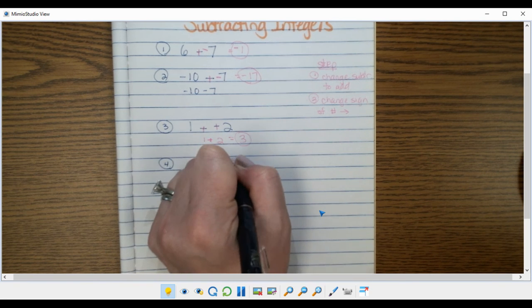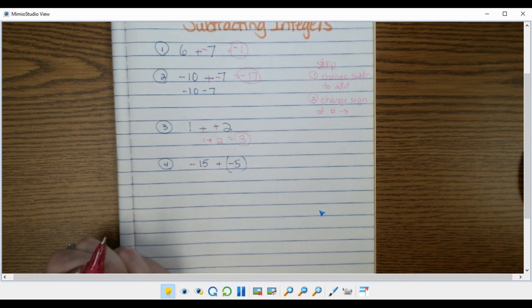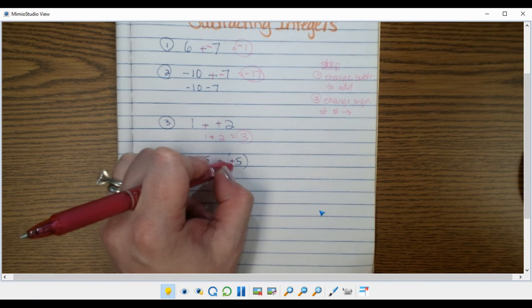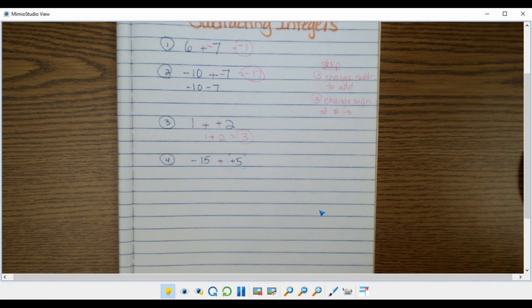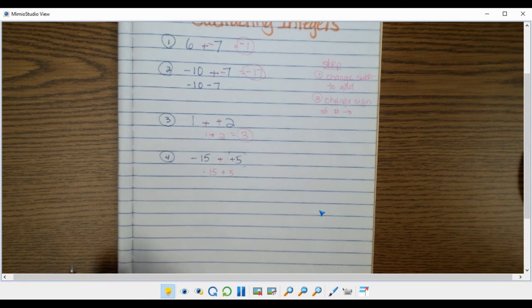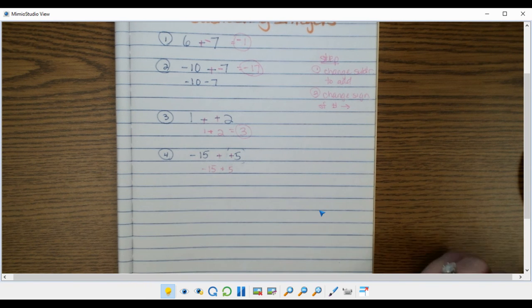Negatives all over the place in this one. -15 minus -5. So I don't like the subtraction. I want to change it. If I change this to addition, I must immediately change the number that comes after it. I'm actually going to get rid of these parentheses. So I've changed my problem into -15 plus 5. I didn't really change it. The value is still the same. It's just a little easier to calculate.